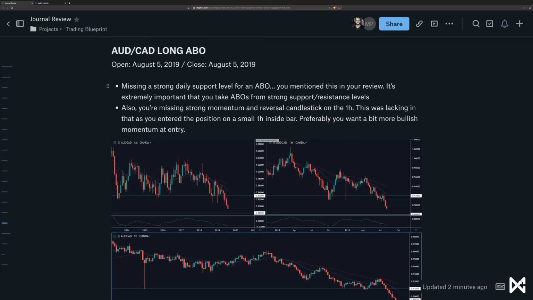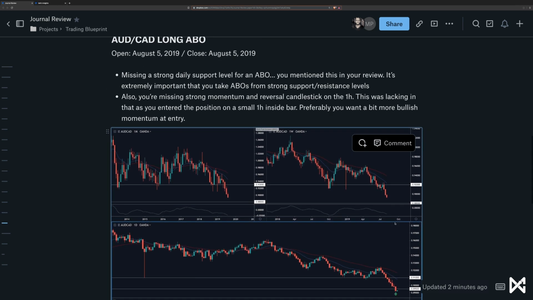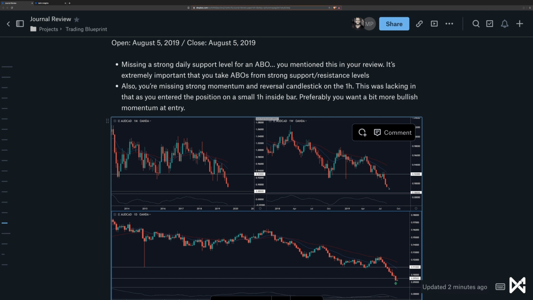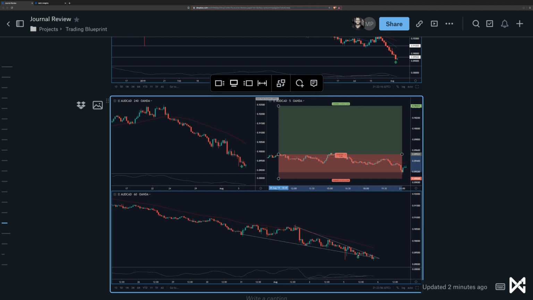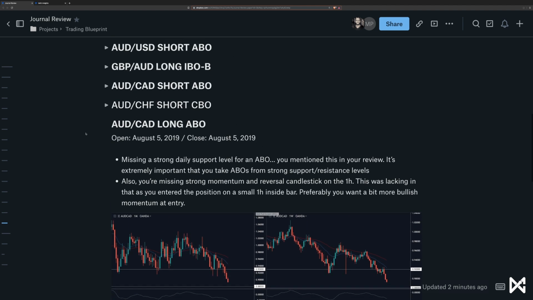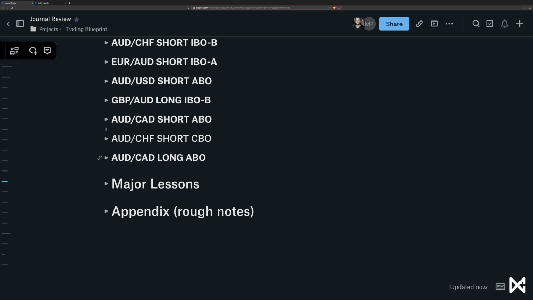So missing the strong daily support. In this case, the weekly chart is also accelerating. There's no deceleration here. And missing strong momentum and a reversal candlestick on the lower time frame. We need that momentum. We need that strong reversal candlestick. Those two things are key. They're major.